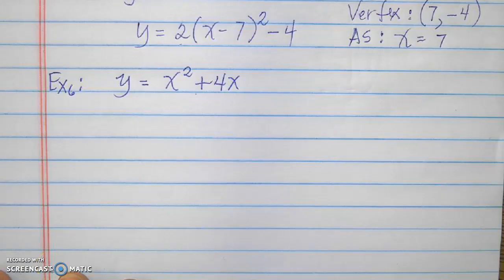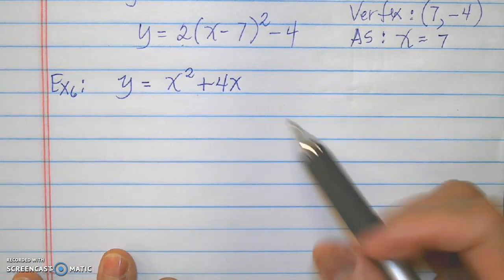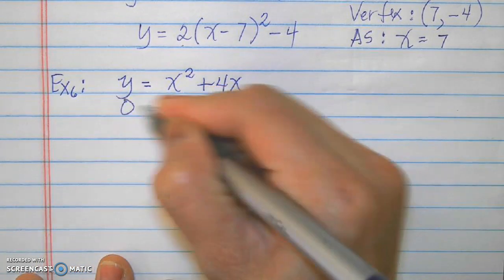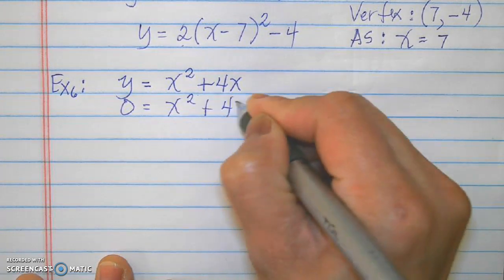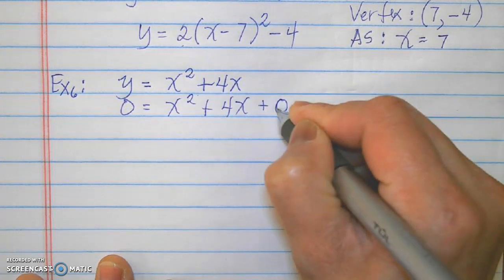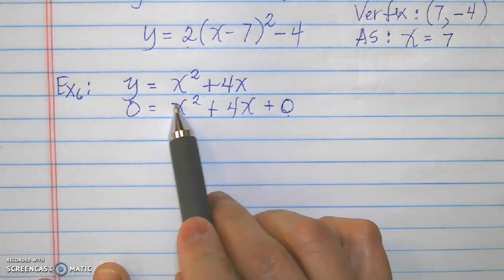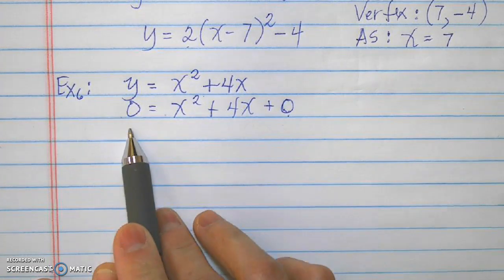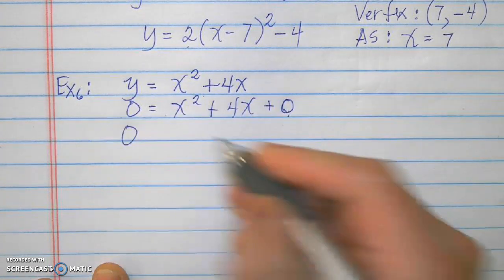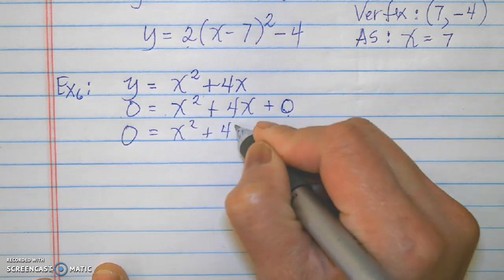Our next example and the final one is y equals x squared plus 4x. So again, let's make that 0 equals x squared plus 4x. This is plus 0 really because there's nothing there. So now, this is a 1 already. Let's pretend that we put that on the other side. So what's 0 minus 0 is really just 0 equals x squared plus 4x.